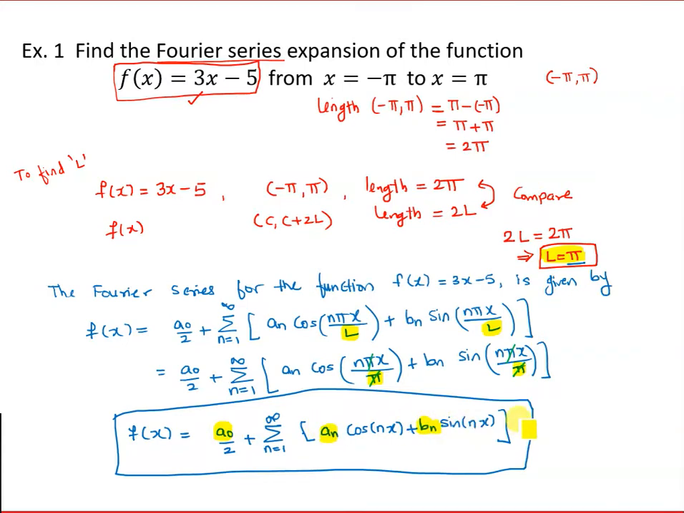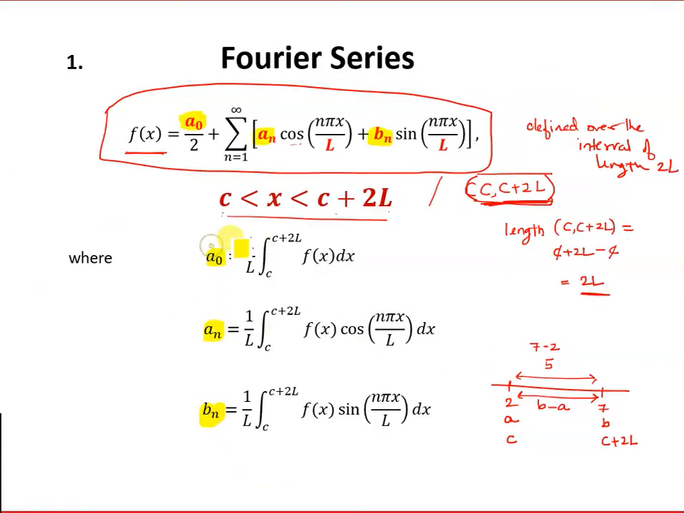So for that we have to use these formulas for a0, and this is for an, and this one is for bn. So let's work on it. Now let's find the value of a0. So a0 is given by 1 over L integral c to c plus 2L f(x) dx. This is the general formula.